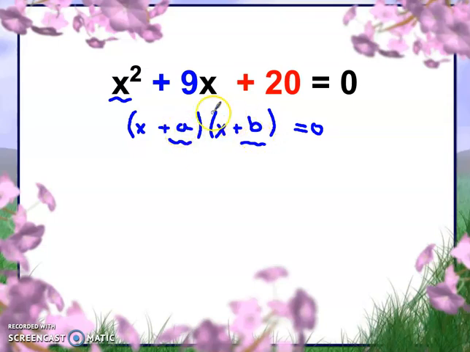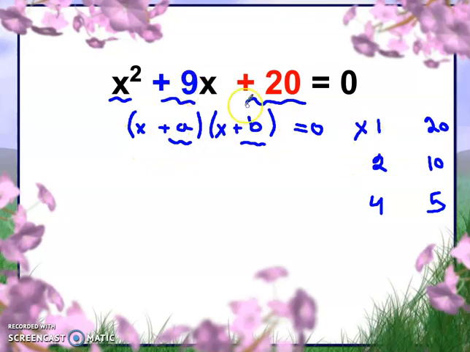To find a and b, just look at the coefficient of x, it's 9, and the constant here, which is 20. So look for two numbers whose product is 20 and sum is 9. We have 1 times 20, 2 times 10, and 4 times 5. So 1 plus 20 is equal to 21, so these are not a and b. We should have their sum equal to 9. 2 plus 10 is equal to 12, so it's not our pair a and b. 4 plus 5 is equal to 9, so these will be our pair a and b. So we can say that a is 4 and b is 5.